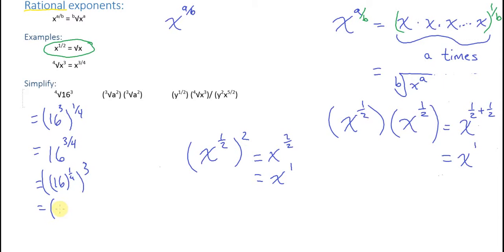So 2 to the power of 2 times 2 is 4, times 2 is 8, times 2 is 16. Perfect. We were given nice numbers here. 2 to the 4 is equal to 16. We still have the 1/4 because we haven't used it yet. Whew, we still have the 3. We haven't used that yet. So now these exponents are going to cancel.